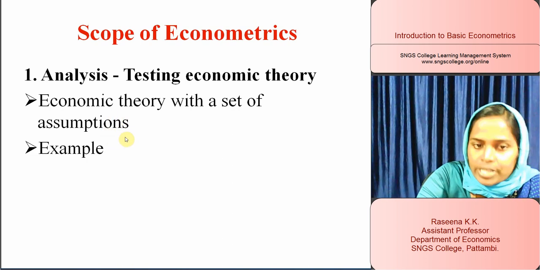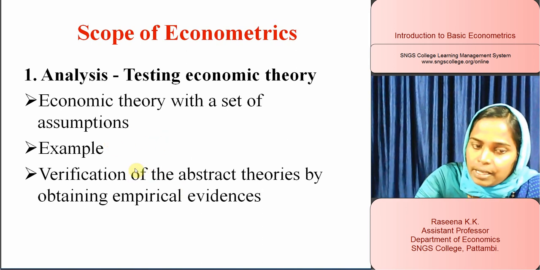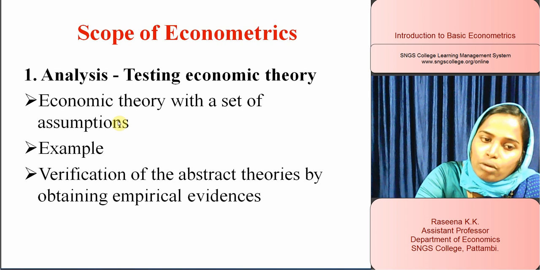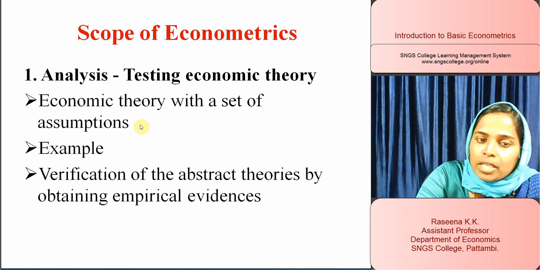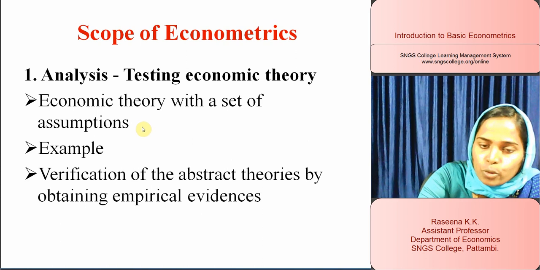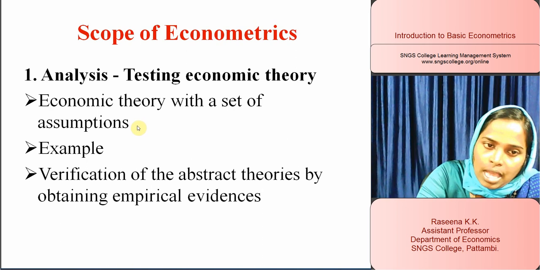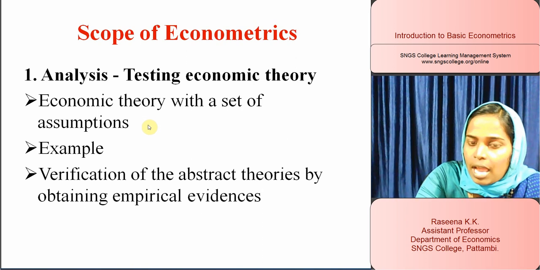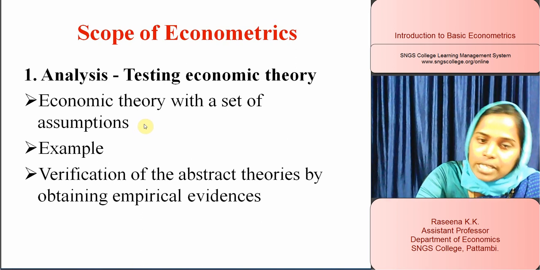Using econometrics, we are verifying these abstract theories, built on a set of assumptions, by obtaining empirical evidences. How do we obtain the empirical evidences? We know that in the law of demand, there exist two economic variables, if other things remain the same. The two variables are, one, the price of the commodity, and two, quantity demanded of the commodity. As per the law of demand, the price is the independent variable and quantity demanded depends on the price, and therefore it is a dependent variable, and there exists an inverse relation also.